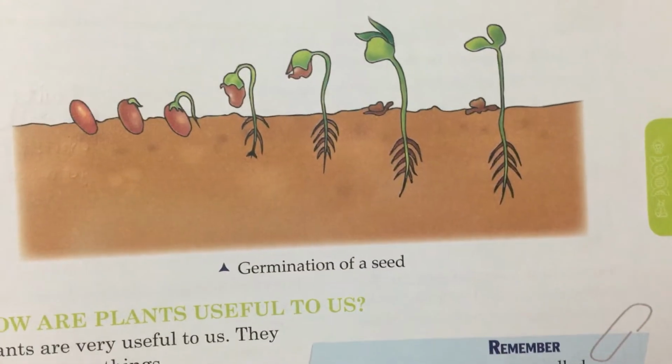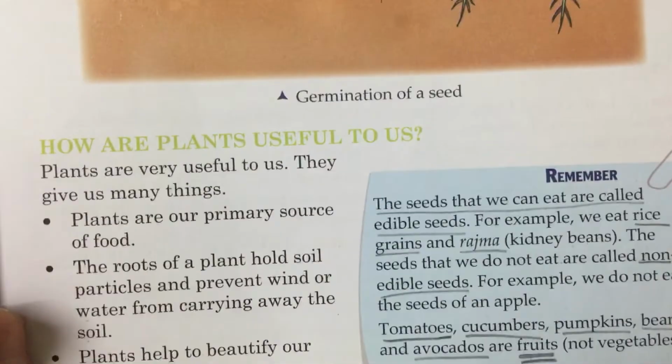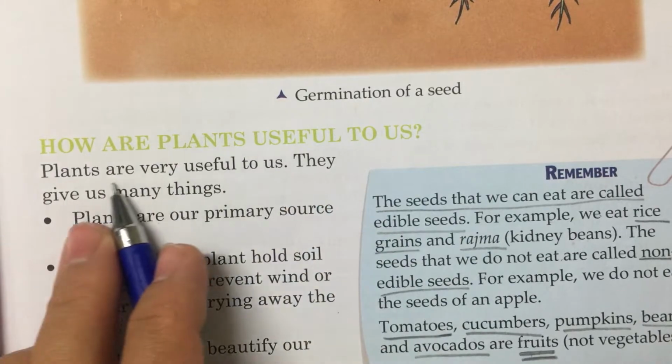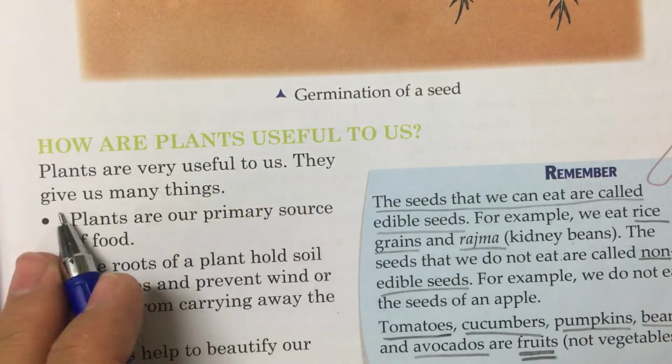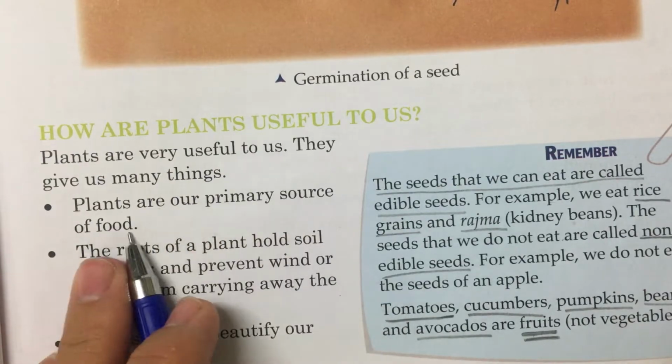As you can see here, this is the germination of a seed. Now, how are plants useful to us? Plants are very useful to us. They give us many things. Plants are our primary source of food.